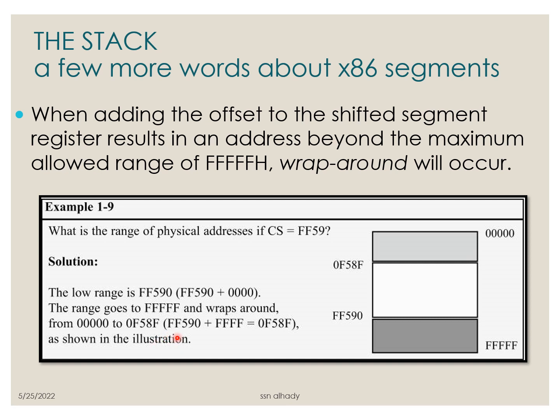Okay, when you add to the highest range, if you add FF590 to all F of the offset, you get the high range of 0F58F. You wrap back here until here. Okay, this is the low range until FFFFF. It goes back up till 0F58F.